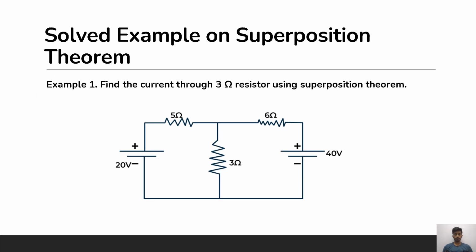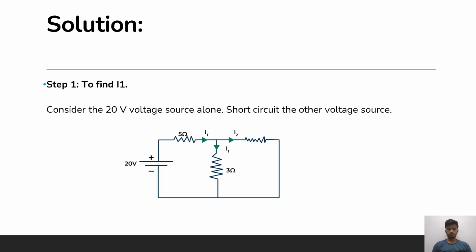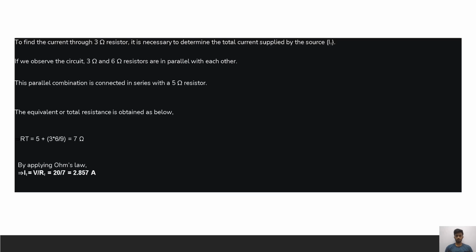Solved example on the superposition theorem. Example 1. Find the current through the 3 ohm resistor using the superposition theorem for this circuit. Solution. Step 1. To find I1, consider the 20-volt voltage source alone. Short circuit the other voltage source. To find the current through the 3 ohm resistor, it is necessary to determine the total current supplied by the source. If we observe the circuit, the 3 ohm and 6 ohm resistors are in parallel with each other. This parallel combination is connected in series with the 5 ohm resistor.